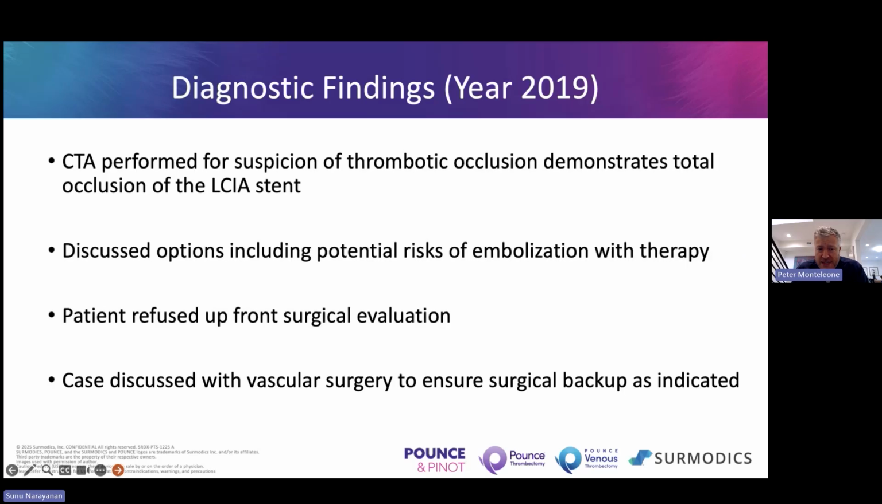And she got a CTA. On the CTA, we see that there's a thrombotic occlusion, a total occlusion of the left common iliac artery stent. We talked about options and we talked about risks. Historically, especially before some of these better tools like we're talking about tonight, we talked about the fact that attempts to fix this could convert claudication into acute limb ischemia. We talked about the dangers of distal limb embolization.